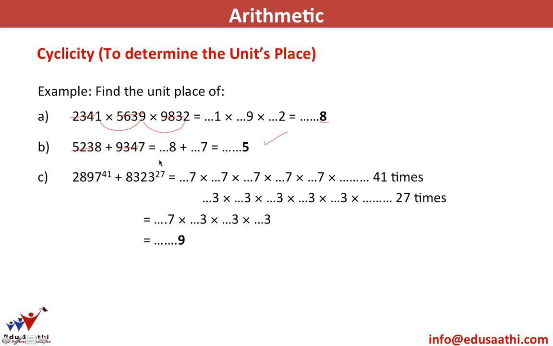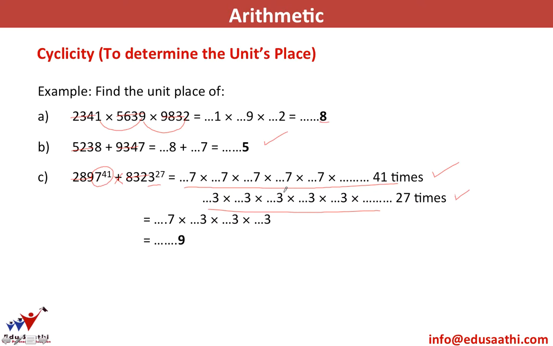Now if you have powers, 2897 raised to power 41, 8323 raised to power 27. Again, the leading digits are immaterial to me. It will basically be 7 raised to power 41, that is 7 multiplied 41 times, and 3 multiplied 27 times. I need to get the unit digit for this. This should be a multiply sign, and I should multiply them to get my answer.